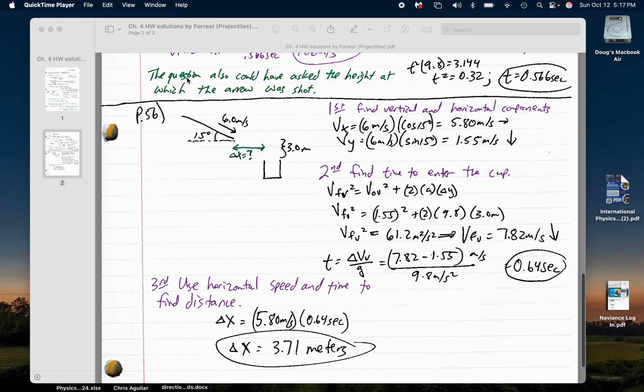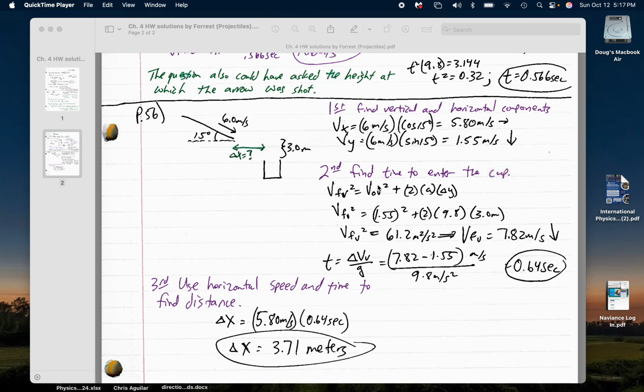Problem 56: you've got some sand coming off a conveyor belt at 15 degrees below the horizontal. You need to find the distance it's away from the vessel where it's going into. Again, like with many projectile problems, I'm going to split the initial information into horizontal and vertical components. The horizontal component is 6 meters per second times cos of 15 degrees, and that's 5.8 meters per second horizontally. The vertical component, 6 times sine of 15 degrees, is 1.55 meters per second down.